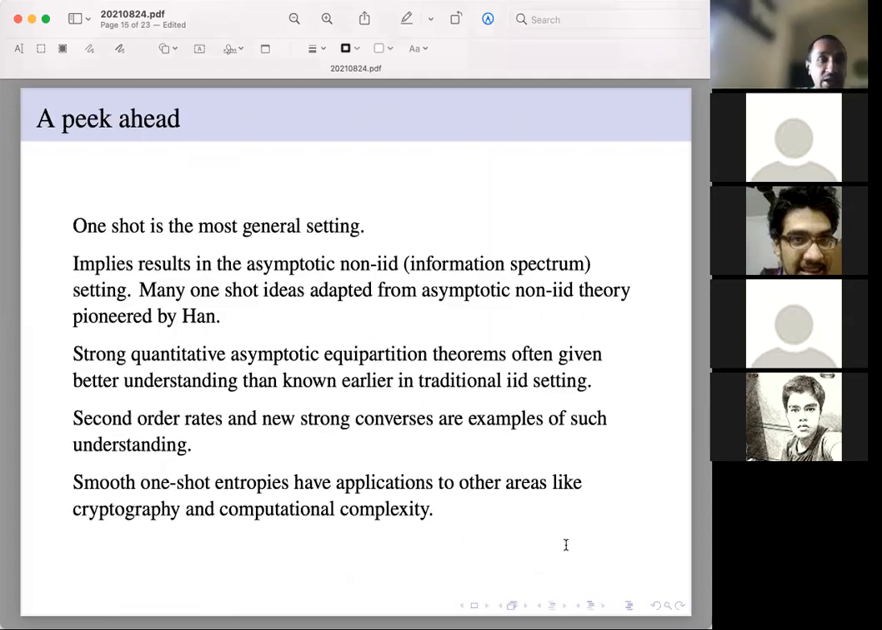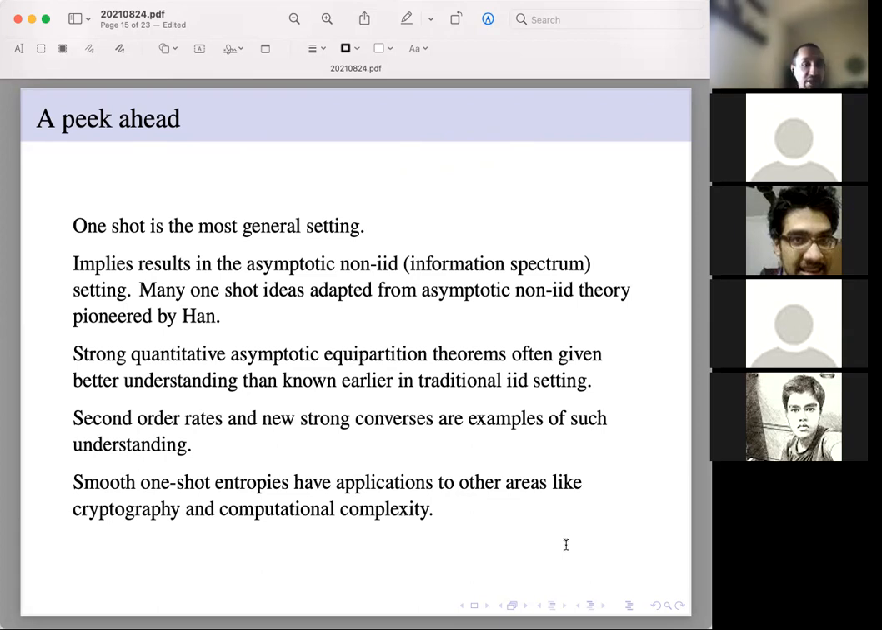Okay, so we'll finish with this. I hope you are sufficiently excited by this invitation to one-shot information theory. So let's take a sneak peek ahead. What else will we do in the course?